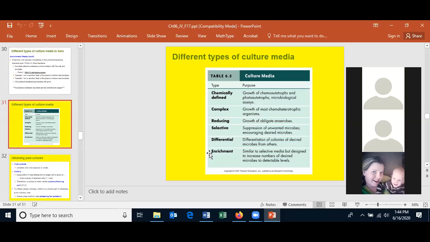An enrichment media is a special type of a selective media, and it's designed to increase in numbers certain microorganisms so that they will be more easily found. All right, any question about any of that?